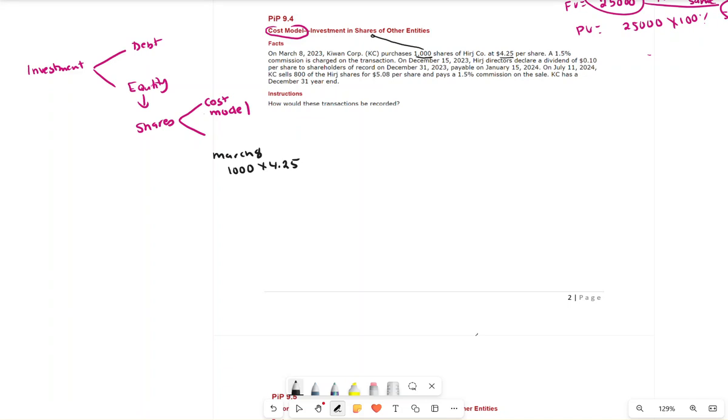And then a 1.5% commission is charged on the transaction. So if the commission is charged on the investment, we want to know how much the commission is. My commission will be the number of shares, 1,000, times 4.25, and then multiplied by 1.5%. Let me use my phone as a calculator. 1,000 times 4.25 is 4,250, and the commission comes out to be 64. So the total we invested into shares is 4,314.